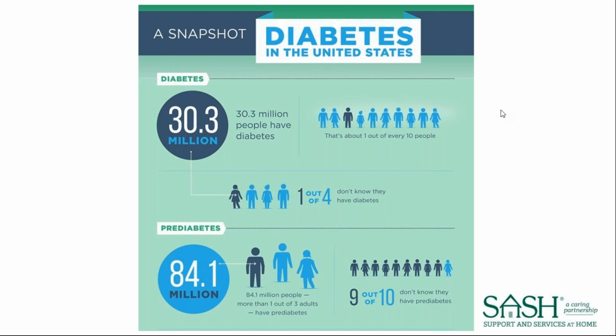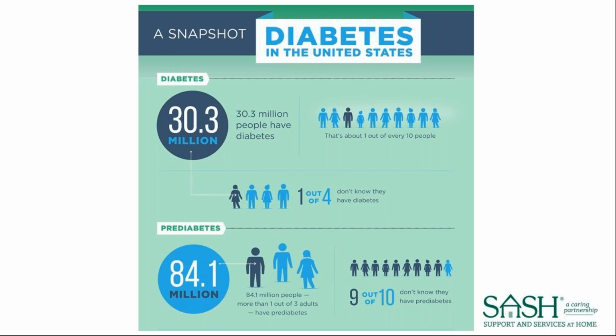Thanks, Michelle. So to start with, I just wanted to remind everyone of why we are doing this. This slide just shows some recent data from the CDC that in the United States, there's 30.3 million people with diabetes, and 1 in 4 of them don't know that they have diabetes. There's also 84.1 million, which is more than 1 out of 3 adults who have pre-diabetes, and 9 out of 10 of them don't know they have it.